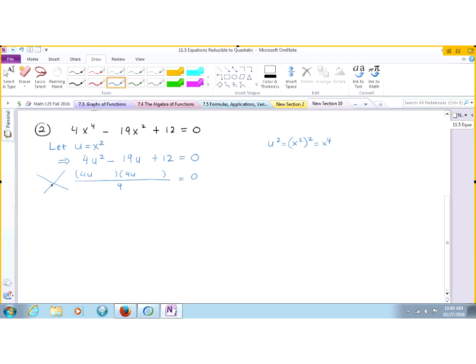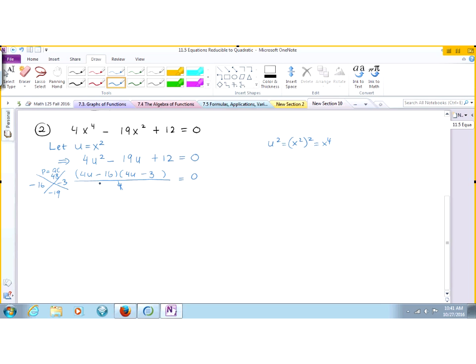The product must equal AC. AC is 48, remember? And the sum must equal negative 19. So what's that? 1 and 48? No. 2 and 24? 2 times 24? No. 3 and 16? 16 and 3? Okay. And the signs? Both negative? So if I multiply, that's 48. If I add, that is 19. So this is minus 16 minus 3. Good.